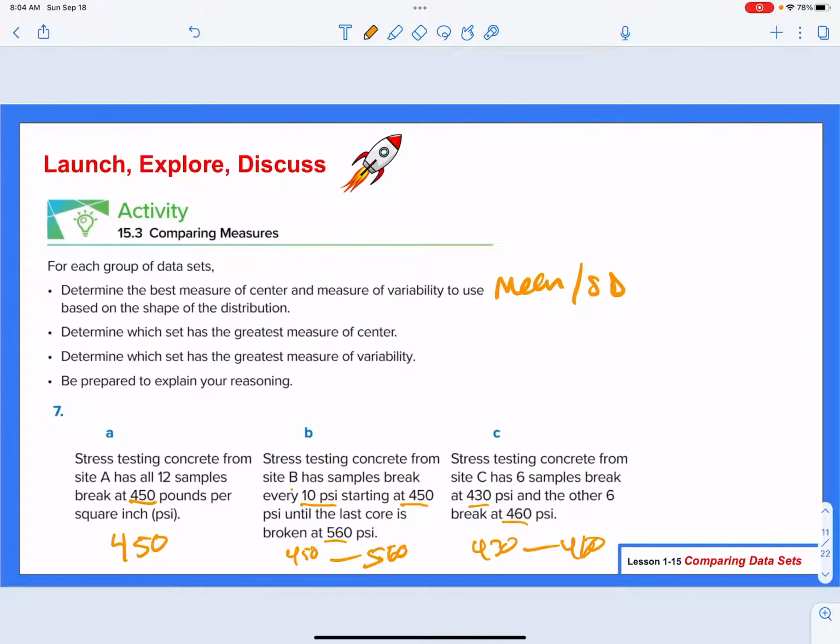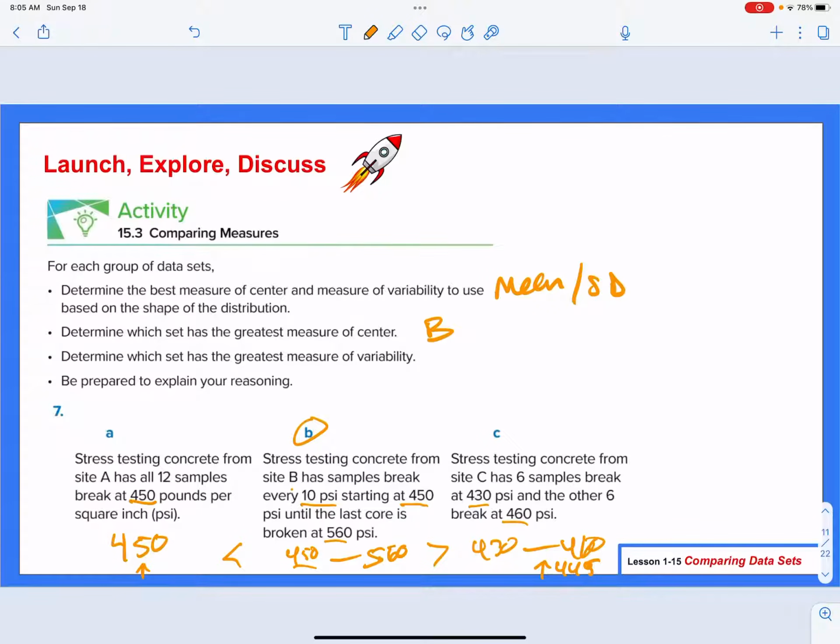Now, in terms of which one's going to have the greatest mean, just looking at the values, this one's going to be about 450, right? The mean of this would be in between, so maybe about 445. For B, we're starting at 450, which is already greater than that one. And over here, this is 445. Again, we're starting at a value greater than that one. So B is going to have the greatest measure of center, for sure, just based upon where that is.